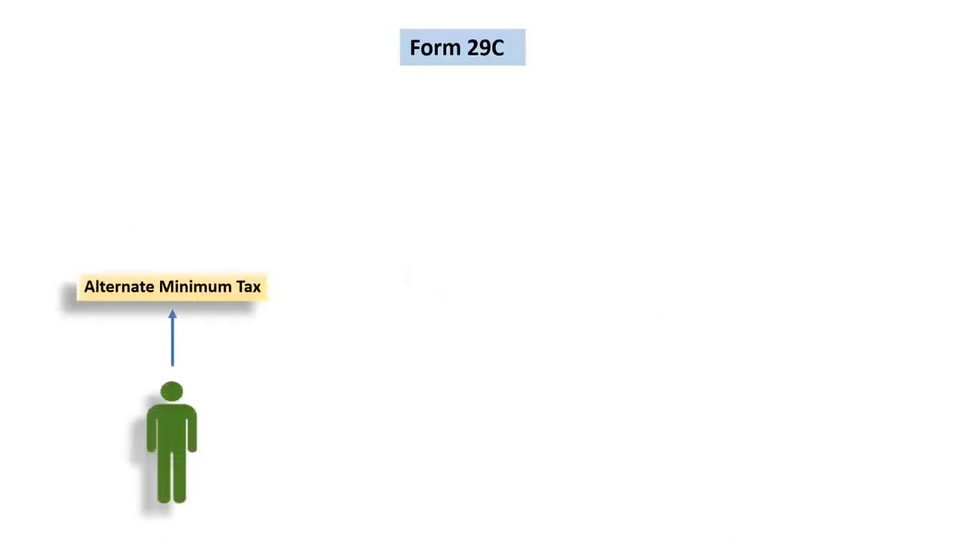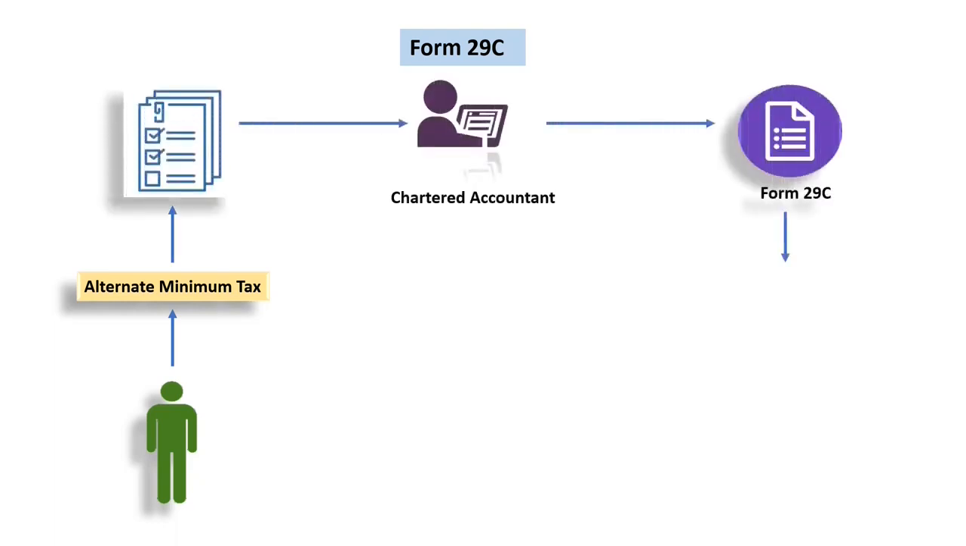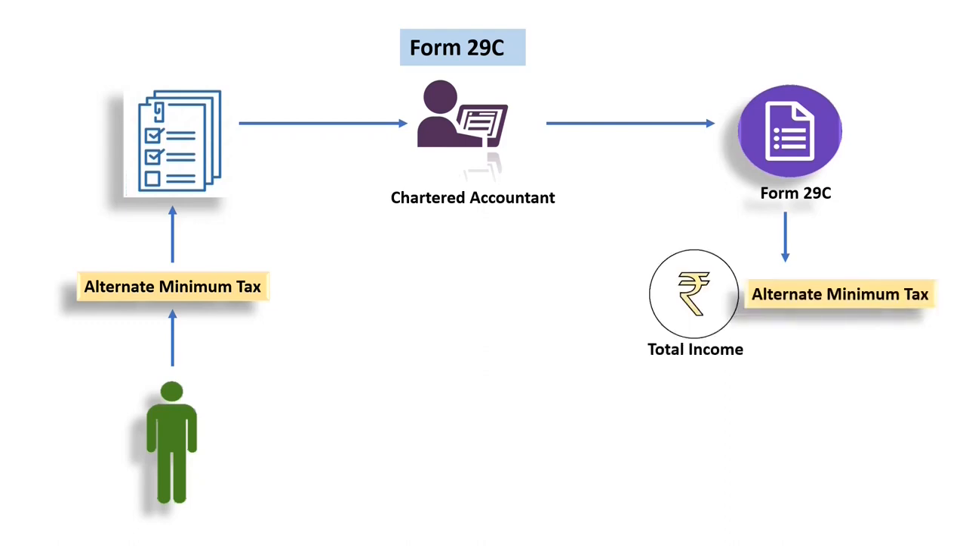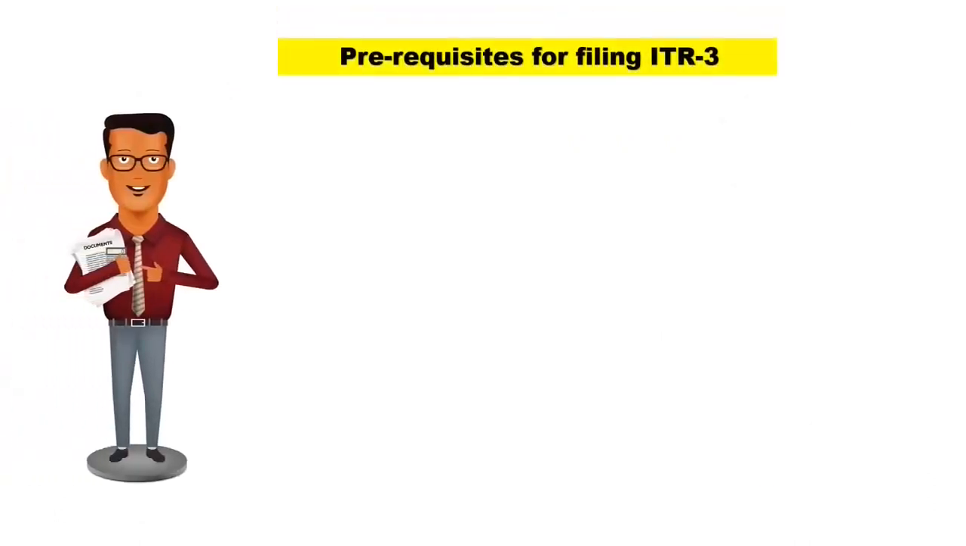The taxpayers to whom AMT provisions are applicable are required to obtain a report from a chartered accountant in Form 29C certifying that adjusted total income and AMT have been computed as per the provisions of Income Tax Act. The due date to furnish Form 29C is on or before the due date for filing income tax return. Now let us see the prerequisites for filing ITR 3.